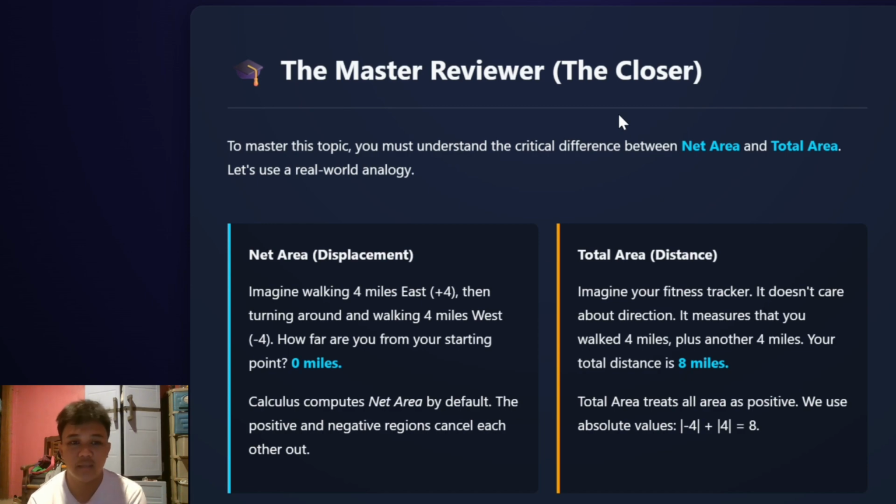To master this topic, you must understand the critical differences between net area and total area. So let's use a real-world analogy. For net area, or displacement, imagine walking 4 miles east, which is +4, then turning around and walking 4 miles west, which is -4. How far are you from your starting point? Well, +4 and -4 equals 0 miles. Calculus computes net area by default. Positive and negative regions cancel each other out.